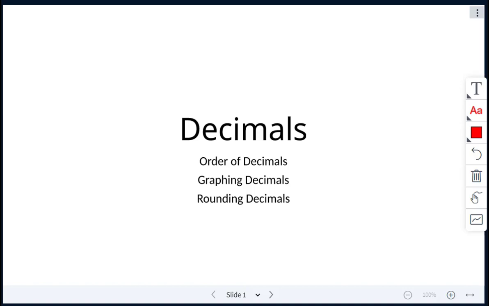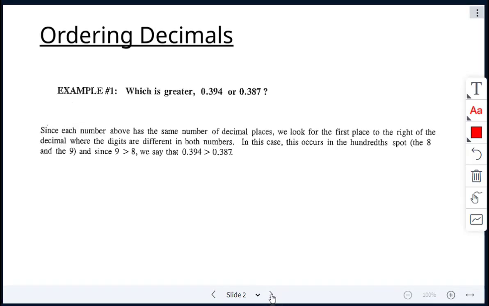All right, so today's class, we are looking at ordering decimals, graphing decimals, and rounding decimals. So firstly, we will look at ordering decimals. So first example here, we have, which is greater, 0.394 or 0.387?